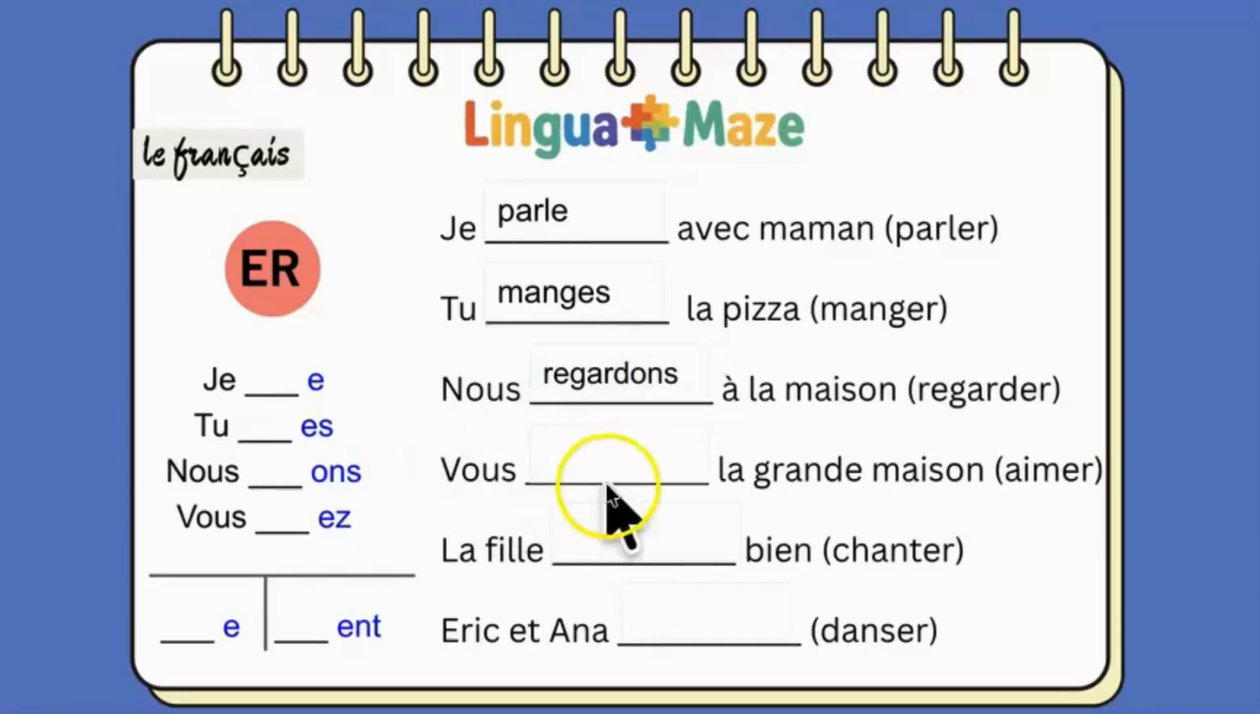Next, vous blank la grande maison. Aimer is the verb. Take off the ER. You write AIM. The subject is vous. Look at the chart. You would add EZ.